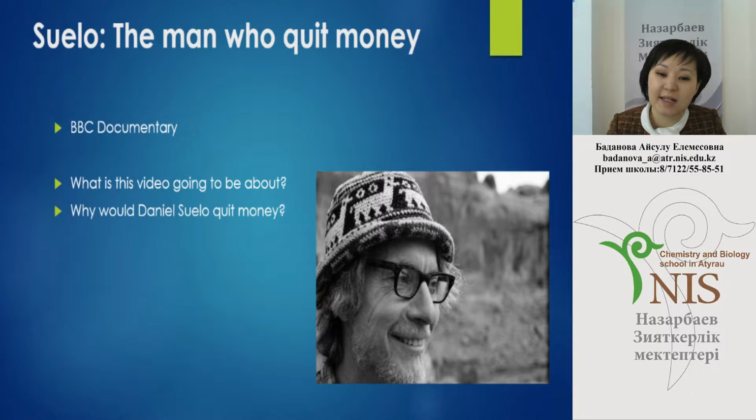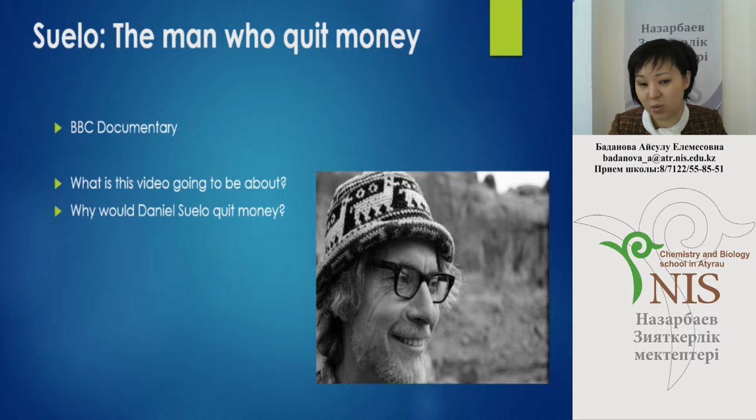Okay, Swallow is the name of the man that you see on the picture. Okay, look at the picture and think, what is this? What do you think of that man at the moment? And this is a BBC documentary on the man who basically said no to money, and Daniel Swallow is his name. So what is this video going to be about? Predict. Yeah, we understand the general ideas that he is the man who said no to money, but why? What is his lifestyle? Think about that. Also think, why would Daniel Swallow quit money?